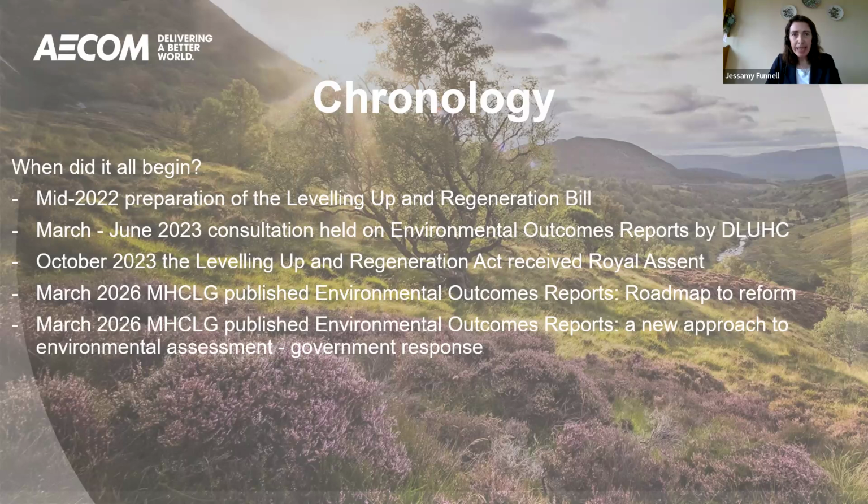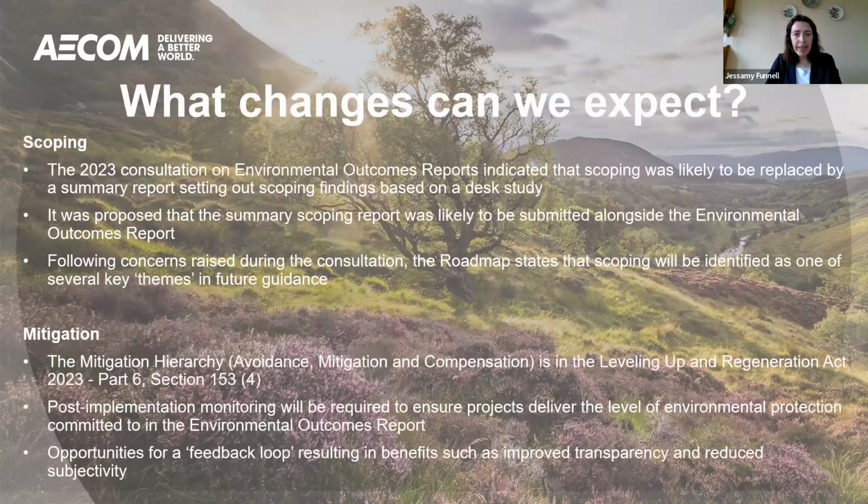Next slide, please, Maxine. So I'd like to just talk very briefly about a couple of changes that we can expect. The first one being scoping. Currently, as many of you will be aware, we have an opportunity to consult with the local planning authority and statutory bodies at an early stage to agree the scope of an EIA. This is achieved by setting out key environmental effects to be assessed and the associated methodology, and also agreeing topics to be scoped out. This scoping report is then used to obtain a scoping opinion from the local planning authority or the relevant EIA decision maker.